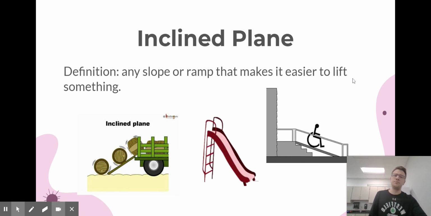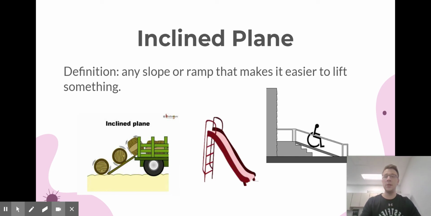Okay, so you will be using the last few slides here for your assignment today, when we start talking about the different types of machines. The first 6 slides are used for your notes. Let me know if you have any questions.